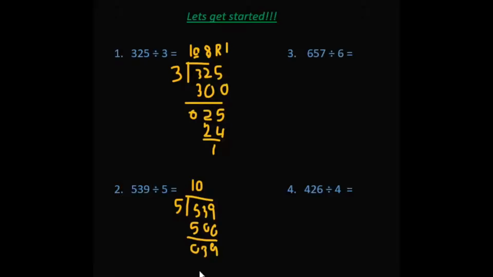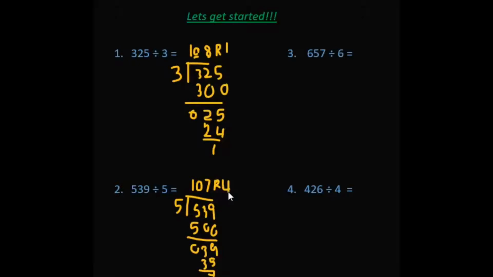Then we can do 39. I already know that 7 times 5 is 35, and 35 is really close to 39. What's the closest you can get to 39 with multiples of 5? So 39 minus 35 equals 4. We have 107, remainder 4.